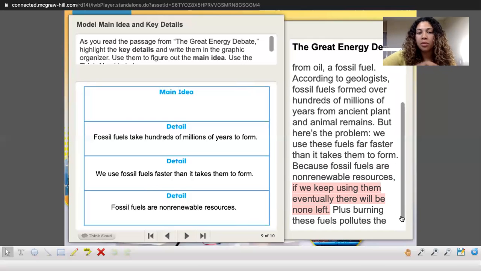And before I have you try to take your own guess at what the main idea is, just pay attention to the fact that all three details talk about fossil fuels, but the important thing is that they give me a new perspective on fossil fuels. Each detail tells me something different. I'm not repeating myself and saying fossil fuels take hundreds of millions of years to form, fossil fuels take a really long time to form, fossil fuels form longer than the average person lives. I don't want to repeat myself. I want something different for each detail, but still aligned on the same topic, okay?